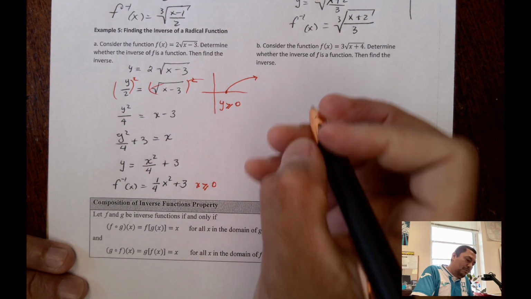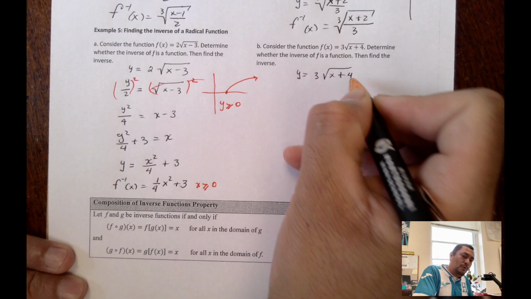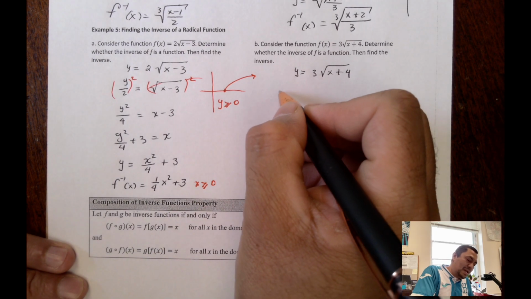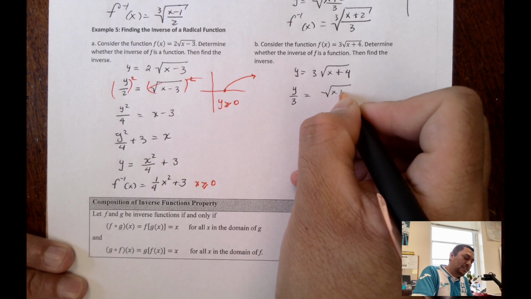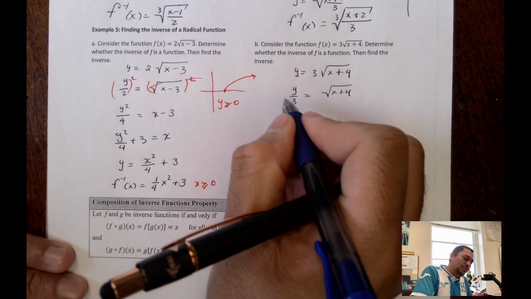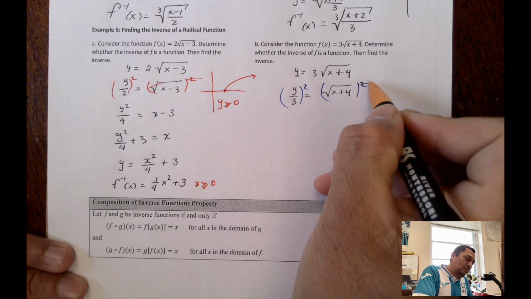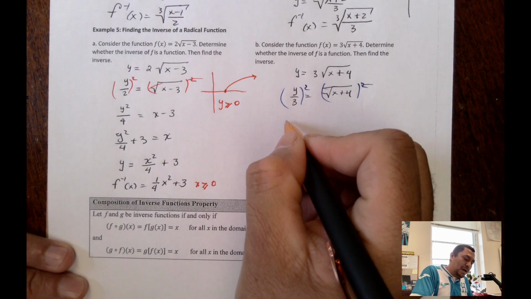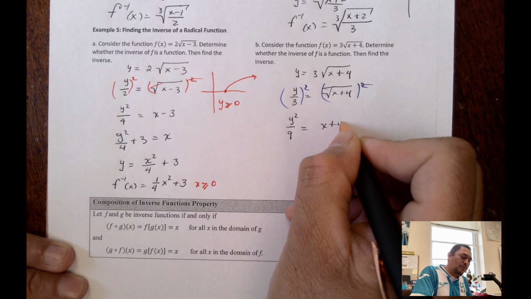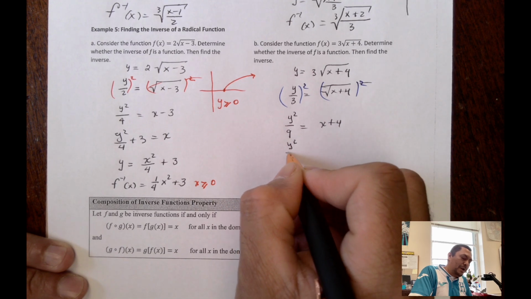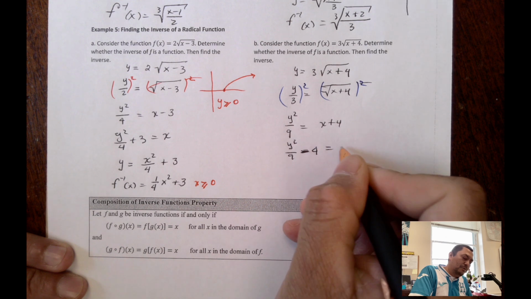Let's do the second problem. y equals 3 square root of x plus 4. Then I have y over 3 equals the square root of x plus 4. Now I'm going to raise both sides to the second power. This goes away with the radical. So I have y squared over 9 equals x plus 4. Y squared over 9 minus 4, because I'm moving this 4, equals x.